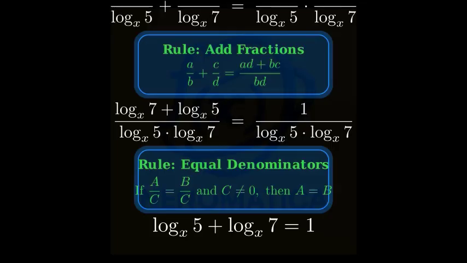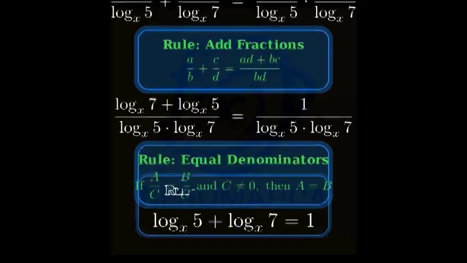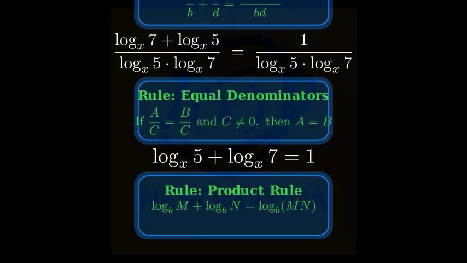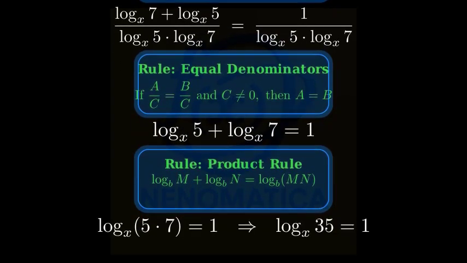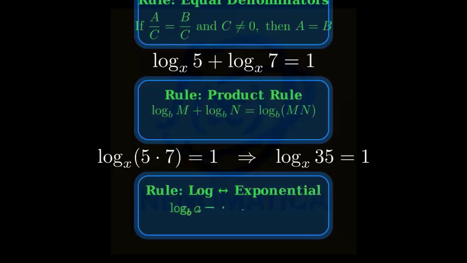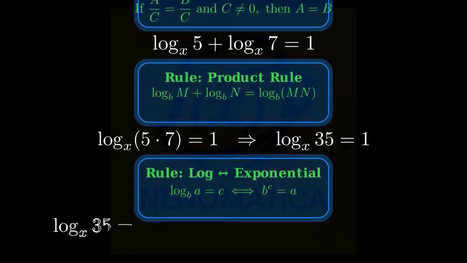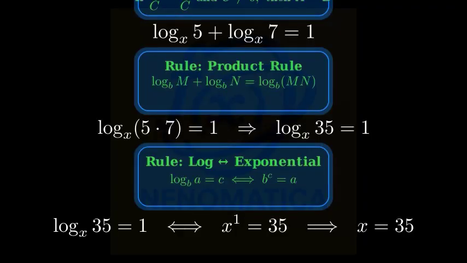Step 4. Use the product rule for logarithms. Log base b of m plus log base b of n equals log base b of m times n. So we obtain log base x of 35 equals 1. Step 5. Convert to exponential form and solve for x. Log base b of a equals c if and only if b to the c equals a. Therefore x to the first power equals 35. So x equals 35.